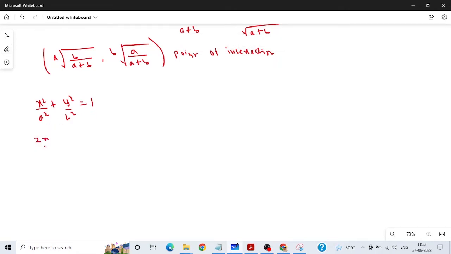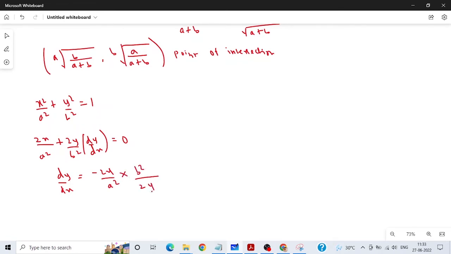So we are going to get 2x upon a square plus 2y upon b square, here it's going to be dy by dx, we are differentiating y with respect to x. So now this is equals to 0. So by simplifying, we get dy by dx value is equals to minus 2x upon a square into b square upon 2y. So now here we substitute the value of x and y.